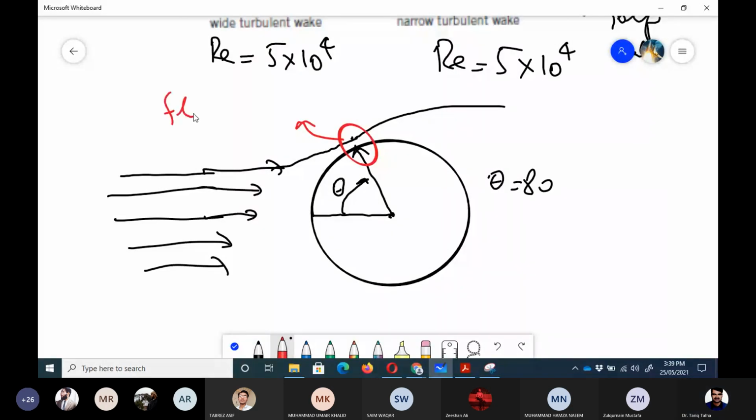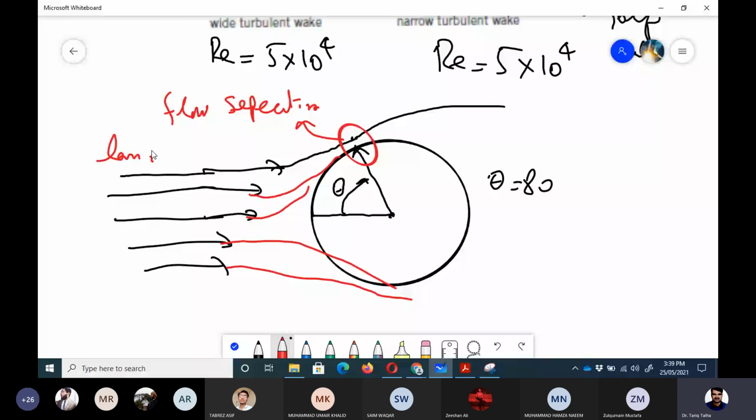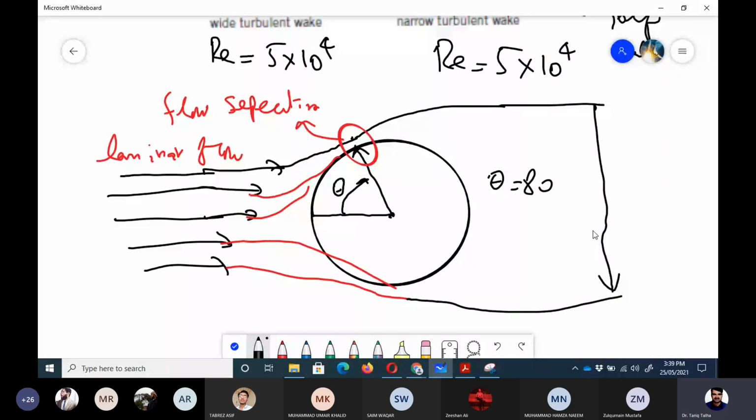This is the separation point when we have laminar flow, right? And when we have laminar flow, you can see the wake region is quite big. This is the wake region where the flow velocity is different from the free stream velocity.